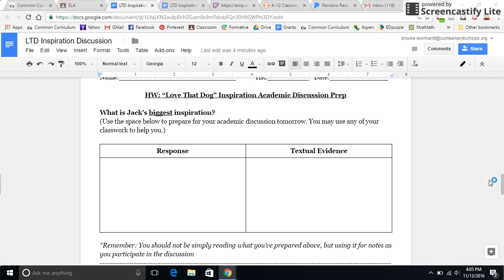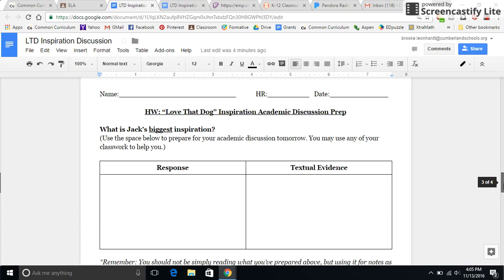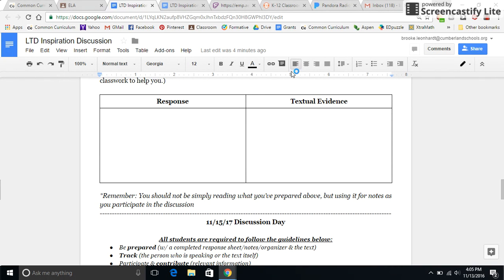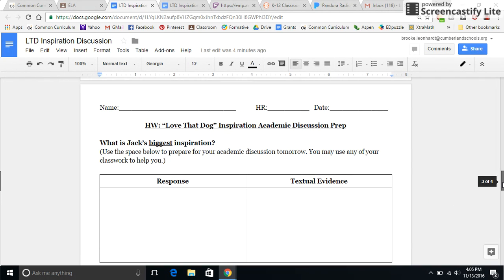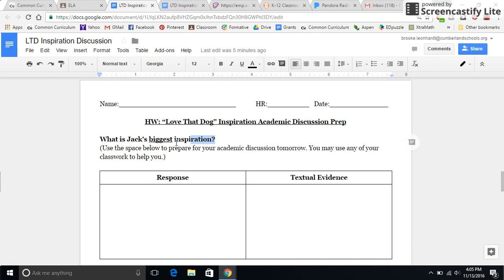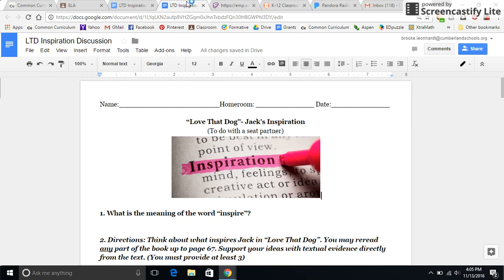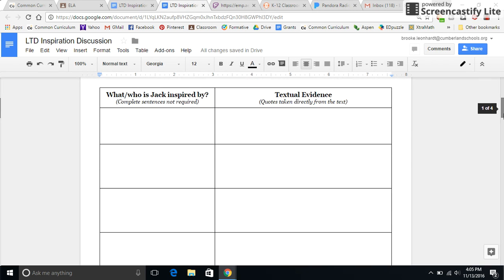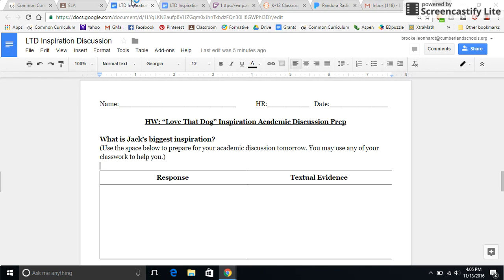Okay? Your homework is preparing for the discussion. Your homework is this half sheet. Okay? See these dotted lines? Your homework is everything above it. Okay? The question is, what is Jack's biggest inspiration? So you've spent all class thinking about what inspires him in general. And so now you might want to look back over these and decide, what do you personally think was his biggest inspiration? Okay? You can organize it however you want.